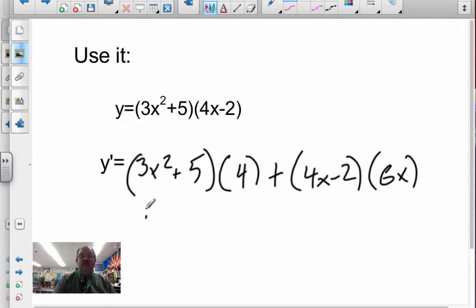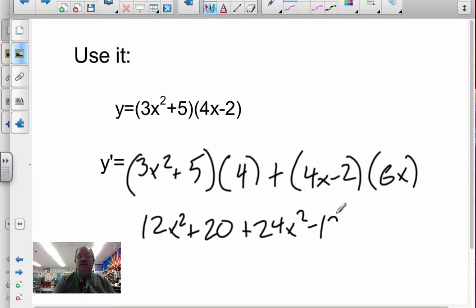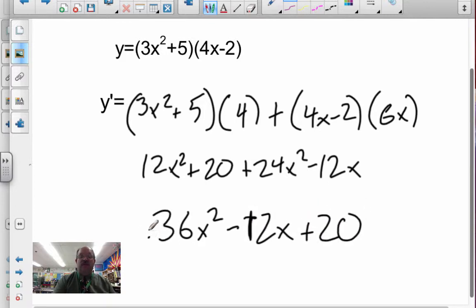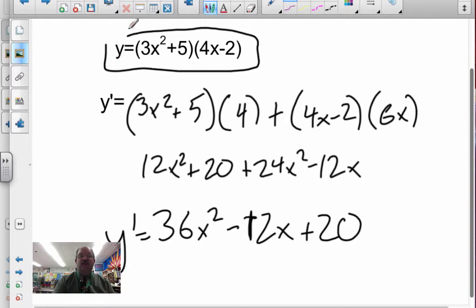We're going to distribute: 12x squared plus 20 plus 24x squared minus 12x. So we've done the math. Now we need to do the making it pretty thing. 24x squared plus 12 more x squared is 36x squared minus 12x plus 20. That is the derivative of the product of 3x squared plus 5 and 4x minus 2. Done.